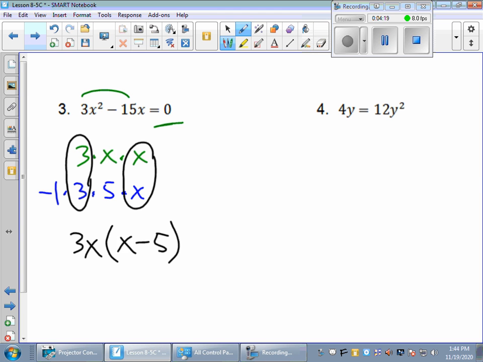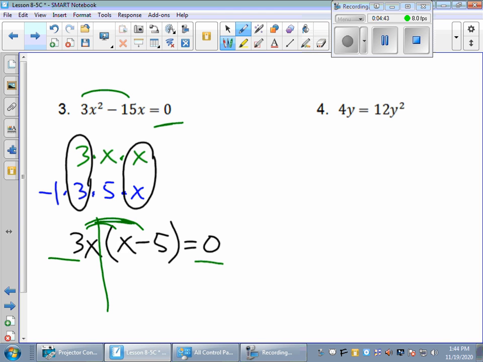And again, you can always check and just redistribute if you want to make sure that we did it right. If we did this, that would be 3x squared. And then if we went here, 3x times that negative 5 is negative 15x. That's just one way to double check, make sure we're solving these right. And again, these still do equal 0. So if we check our problem again, does it equal 0? Does it have parentheses? Yes, it does.